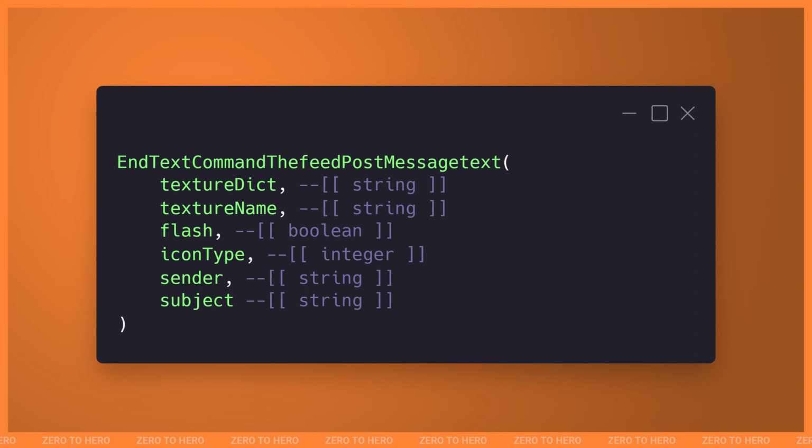So if we look at the native for end text command, the feed post message text, we have a couple parameters here, texture dictionary and texture name. And then we have flash, which we knew from before. And it's kind of irrelevant in this case because it doesn't really work no matter what, at least according to the documentation. Icon type, which is an optional icon that we can show, like the RP icon or the dollar sign icon or a jumping arrow, a chat box, email icon. There's a couple different icons we can use there. Sender and then subject. So let's dive into the code and see how we're implementing this.